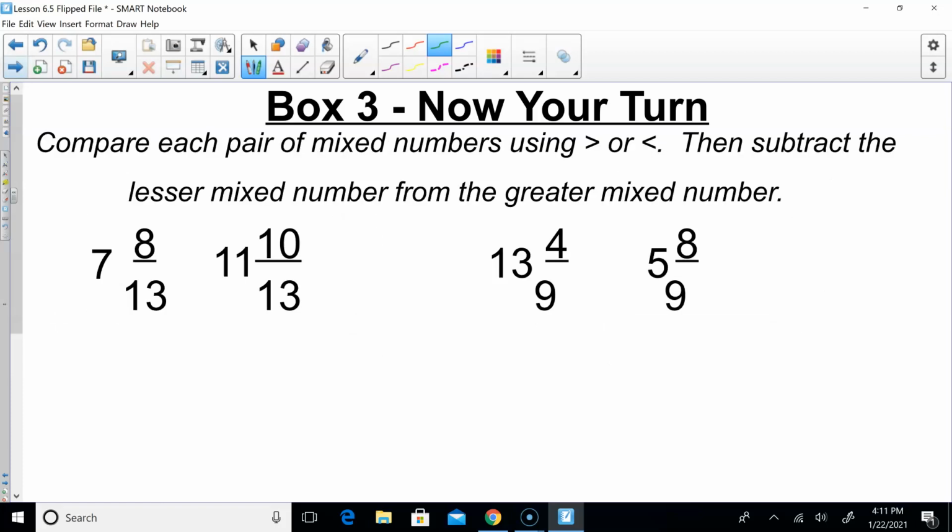And last but not least, comparing the numbers and then subtracting the ones that are different to see what you can get is another way to practice and compare all within one step. So pause the video, write them down. Good luck.